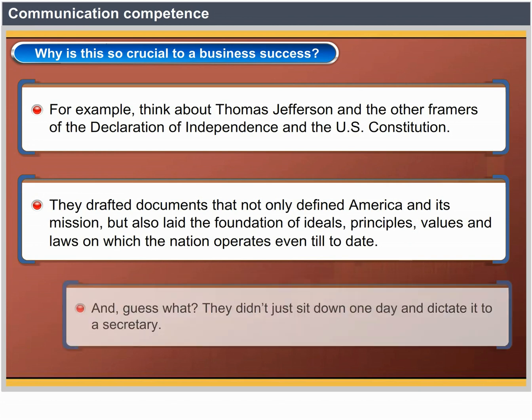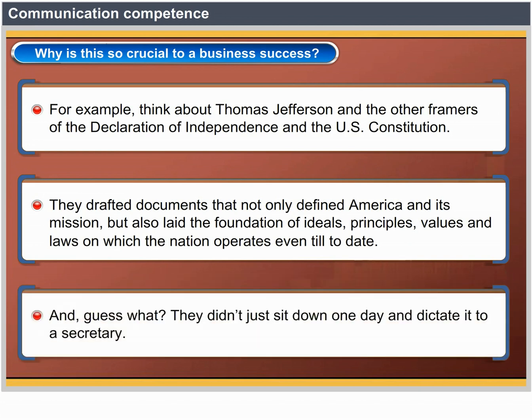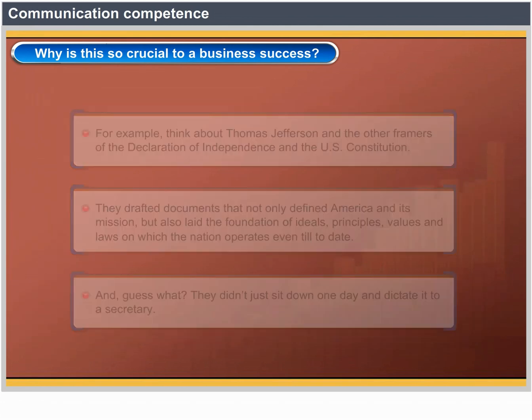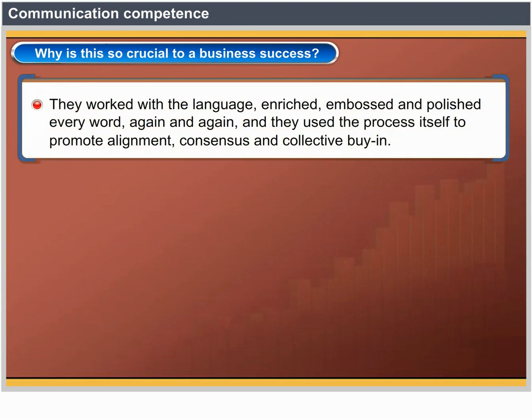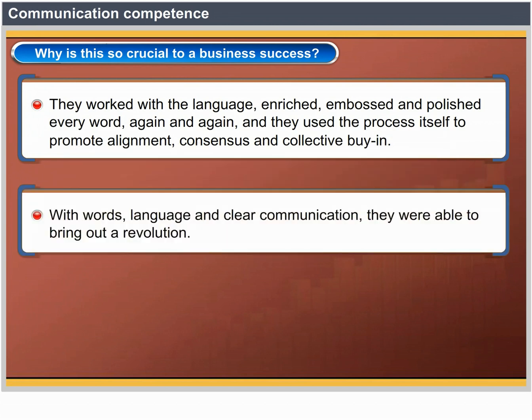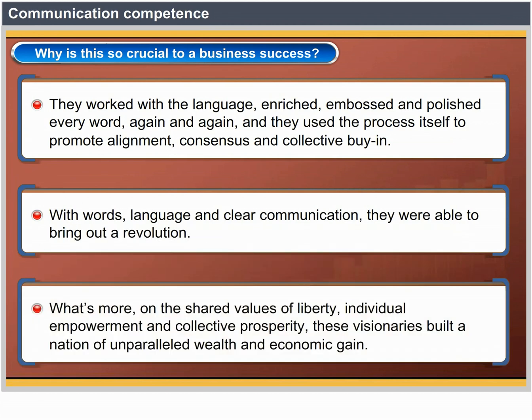And guess what? They didn't just sit down one day and dictate it to a secretary. They worked the language and polished every word over and over, and they used the process itself to promote alignment, consensus, and collective buy-in. With words, language, and clear communication, they launched a revolution. What's more, on the shared values of liberty, individual empowerment, and collective prosperity, these visionaries built a nation of unparalleled wealth and economic gain.